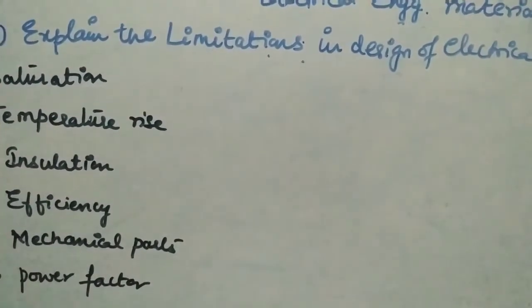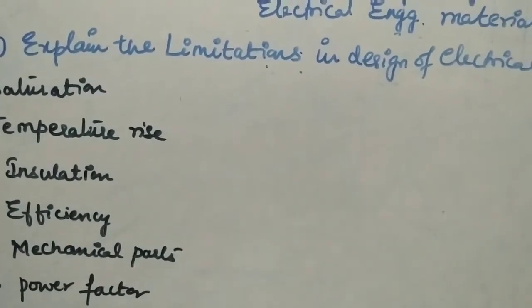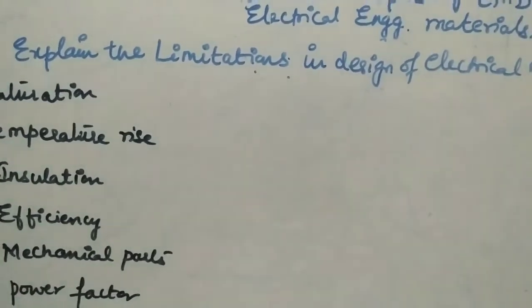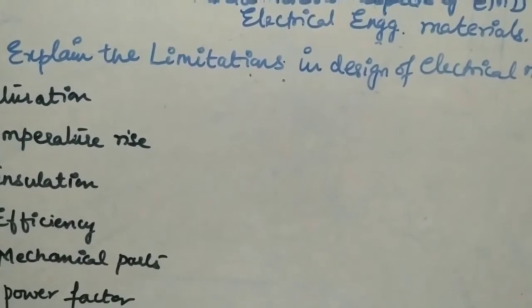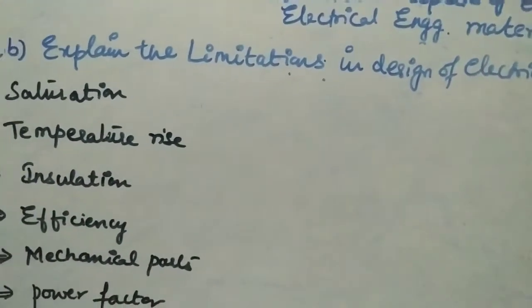That's about saturation. Next, coming to temperature rise: the operating life of the machine mainly depends on the type of insulating material which is being used, as the life of the insulating material, in turn, mainly depends on the temperature rise of a machine.